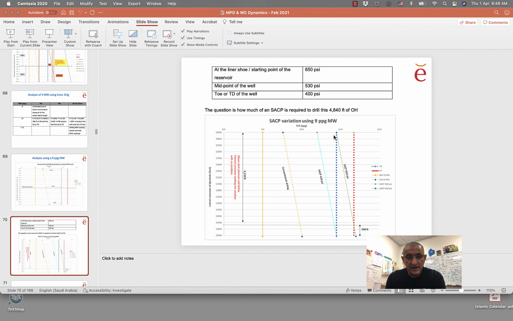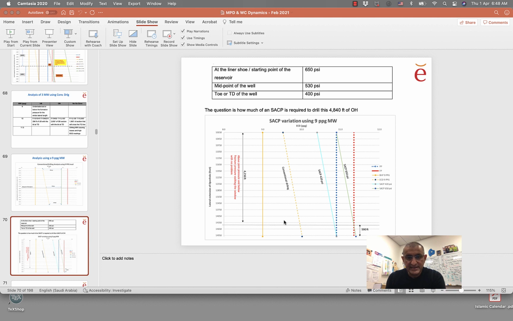So the question comes up, at what point do you actually drill this well? Do you drill this well with 650 psi back pressure, or do you drill this well at 420 psi back pressure? So this is the level 1 feasibility study that you will do as a final exam in the MPD course that I teach, and then we go from there.